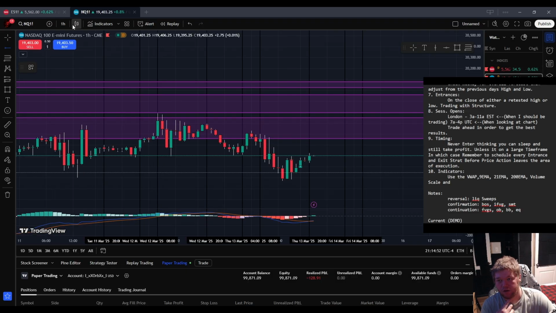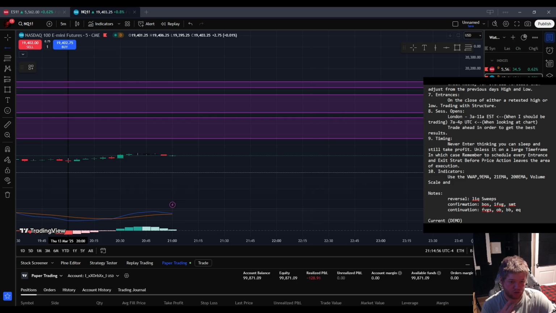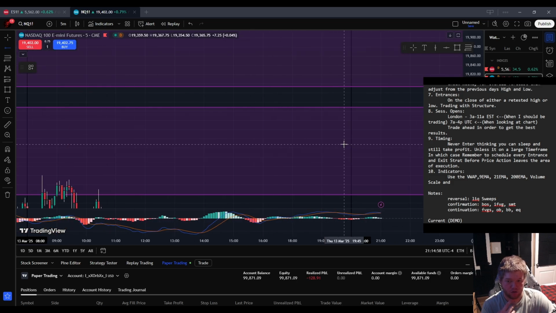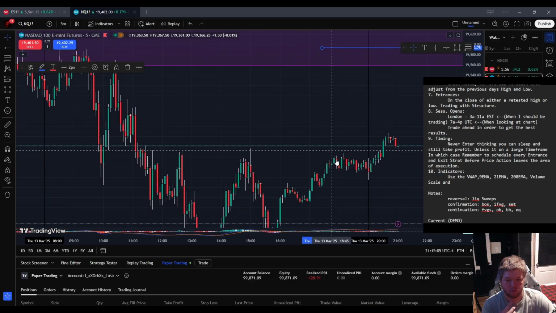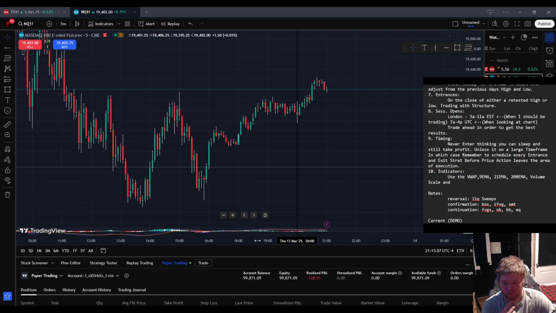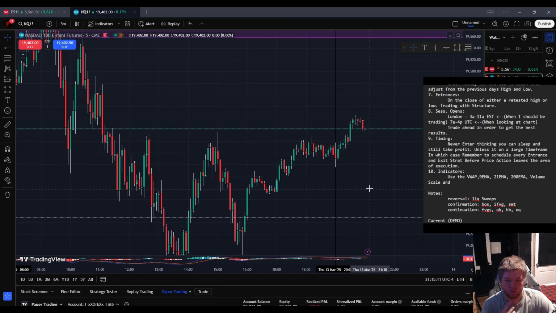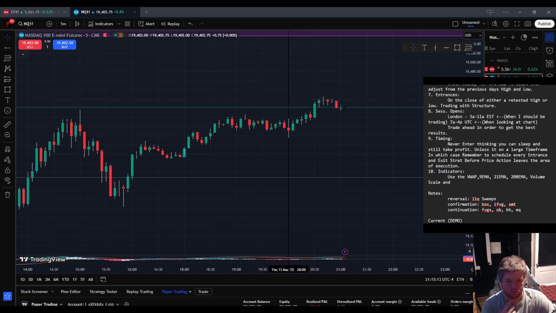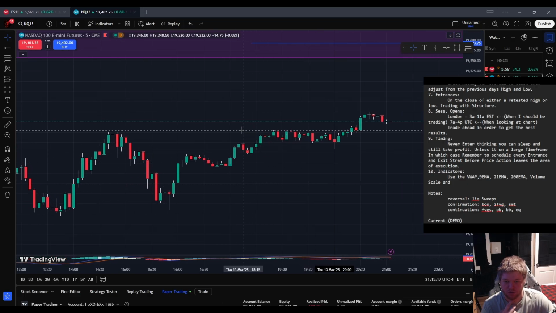Did we have, let's go down to 5 minute over here, just so we're on the same page. I'll do this right here. Boom. That is not what I was after. There we go. Boom. 5 minute break of structure. Same gist. This is the inverse fair value gap.